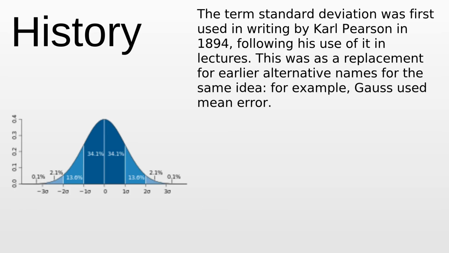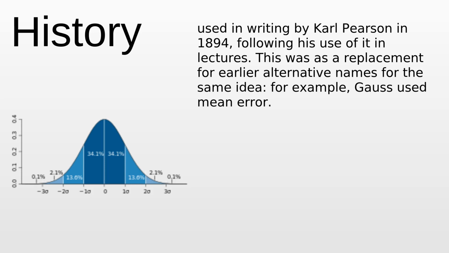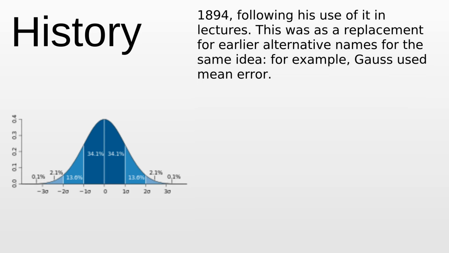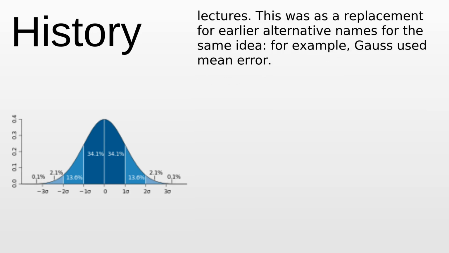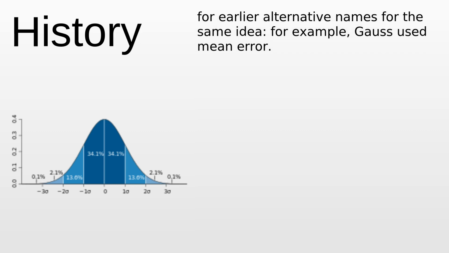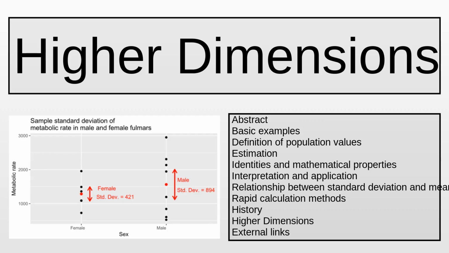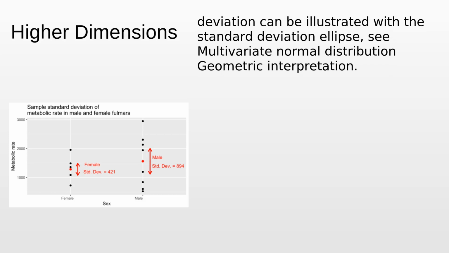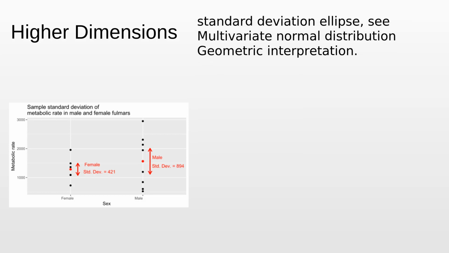The term standard deviation was first used in writing by Karl Pearson in 1894, following his use of it in lectures. This was as a replacement for earlier alternative names for the same idea. For example, Gauss used mean error. Higher dimensions. In two dimensions, the standard deviation can be illustrated with the standard deviation ellipse. See multivariate normal distribution: geometric interpretation.